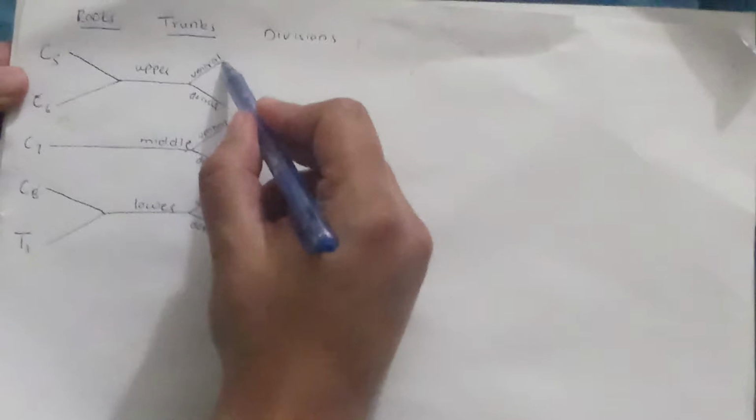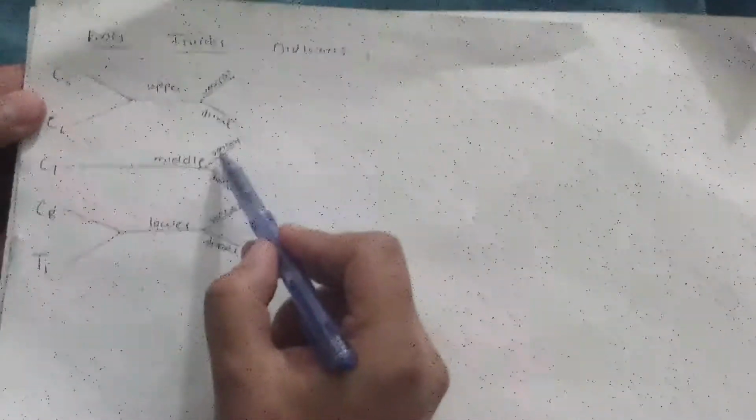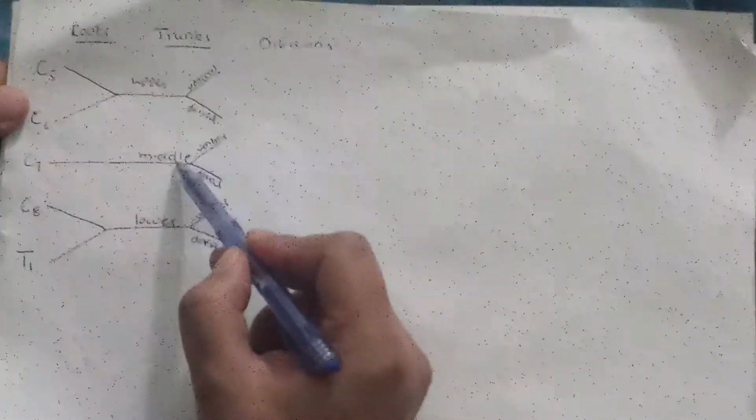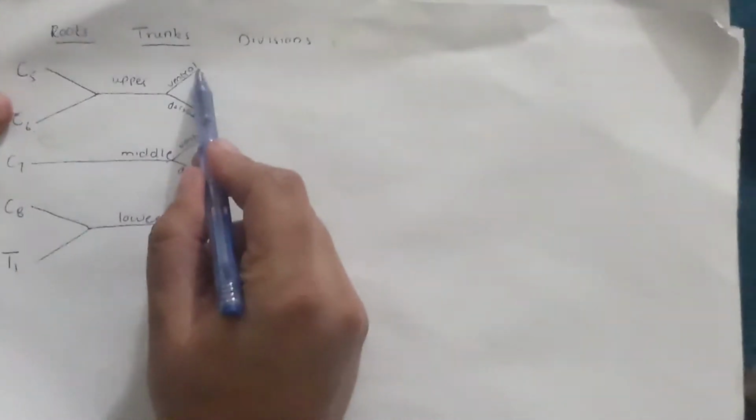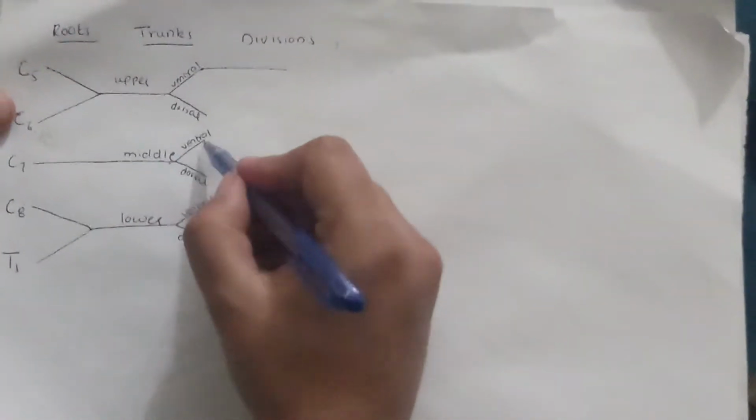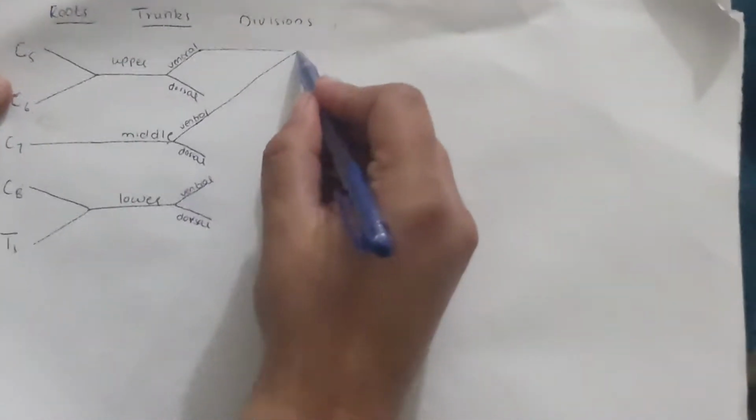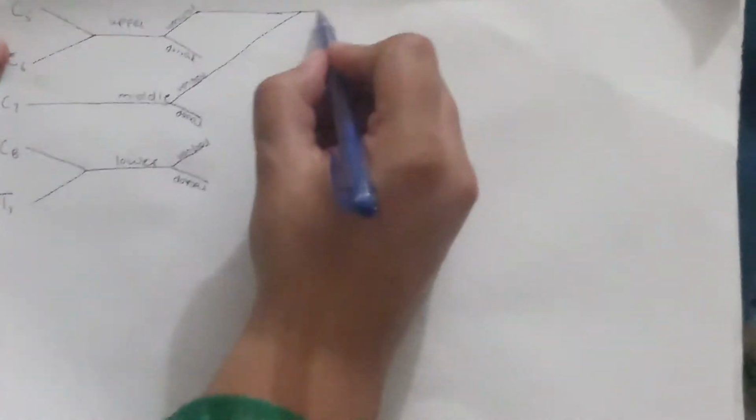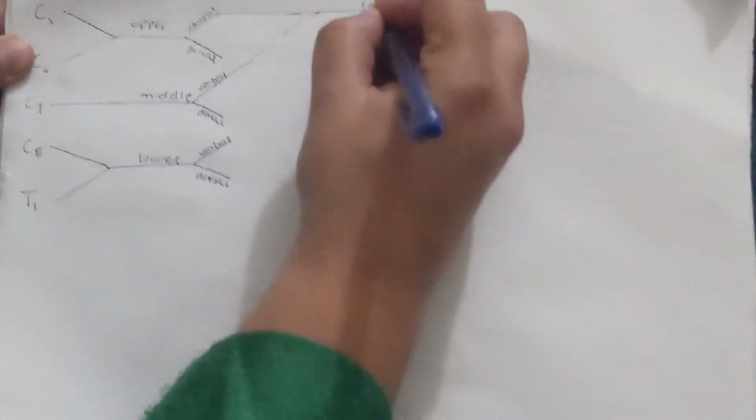Then the ventral division of the upper trunk and the ventral division of the middle trunk, both of them will combine like this. And these will form the cord. Which cord? Lateral cord.